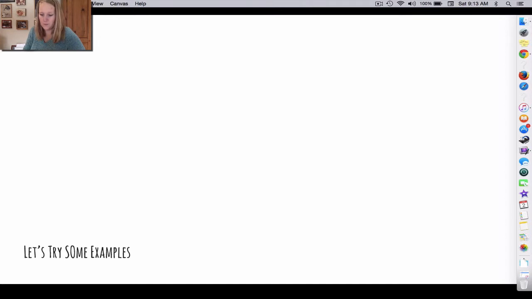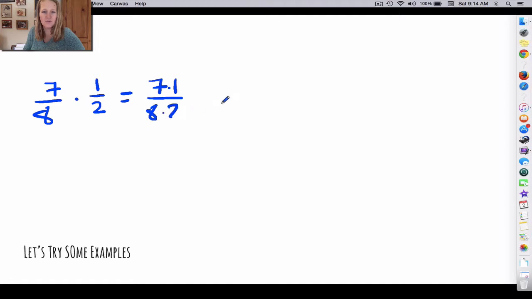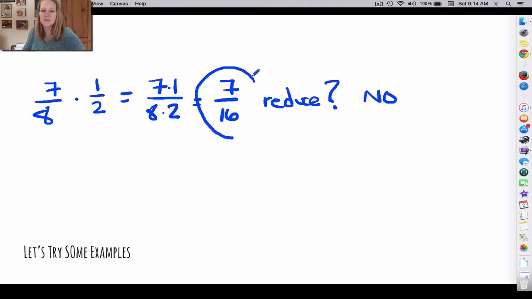So a first example would be if I have, let's say, 7/8, and I'm going to multiply that by 1/2. Okay, what I'm going to do is 7 times 1 over 8 times 2. That's going to give me 7 over 16. And then the question is, do I reduce this? Is there a common factor within both of these? And the answer is no. And so I go ahead and circle my answer to be really clear that that is what we're doing.